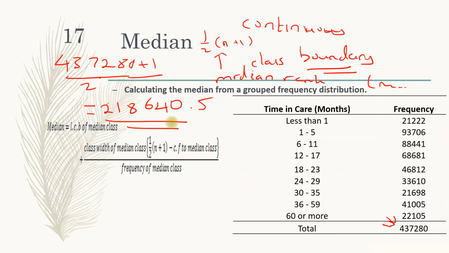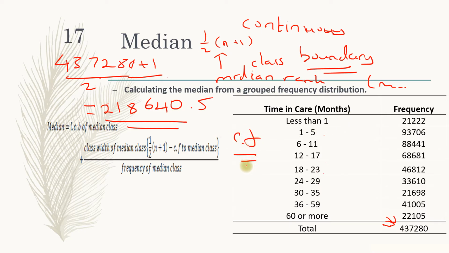So now the next step is, what does this mean? This means that there are 218,000 something children who spend less than the median number of months in the foster care. So how would we know where this median is located? Is it located here? In which class? To know that, we can't work with the frequency. We will have to work with the cumulative frequency to identify that.